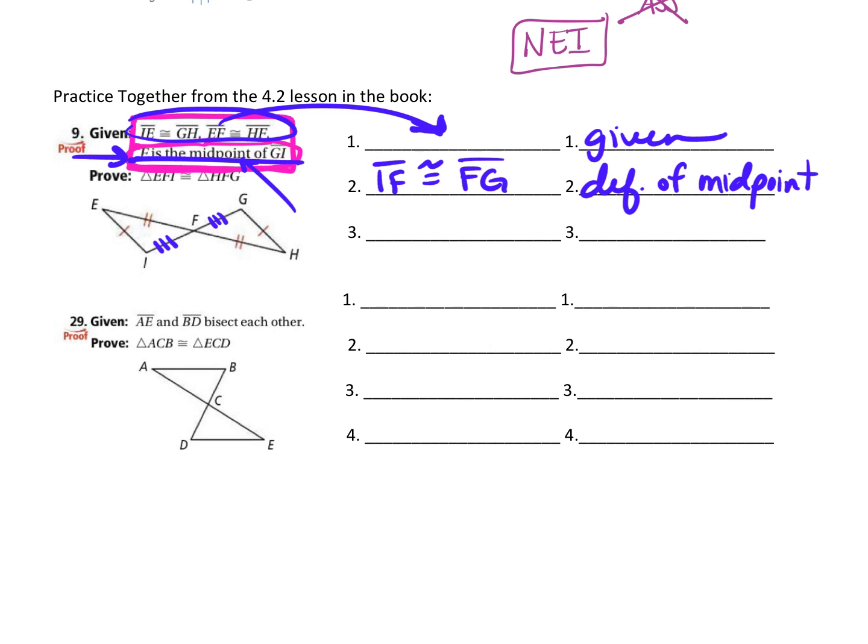Okay, so now what can we say? This is your last step. Triangle EFI equals triangle H. Say what they asked you to prove. The triangles are congruent by what? SSS. Side with side, side with side, side with side. SSS. It's good stuff, right?